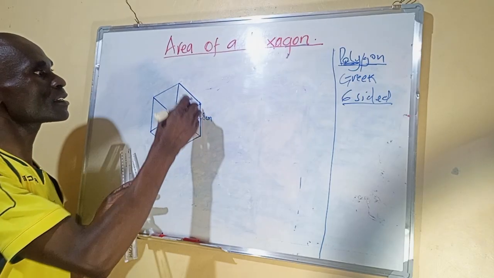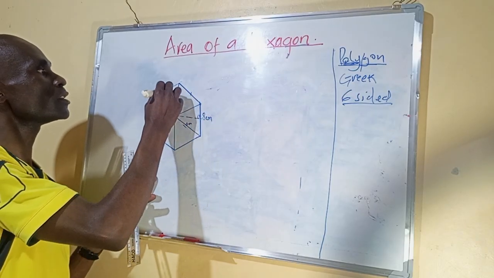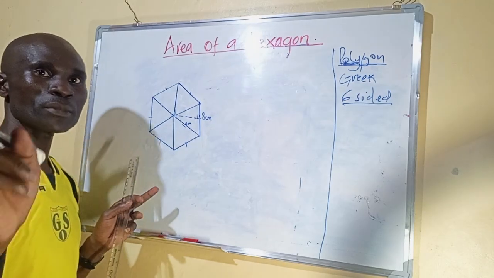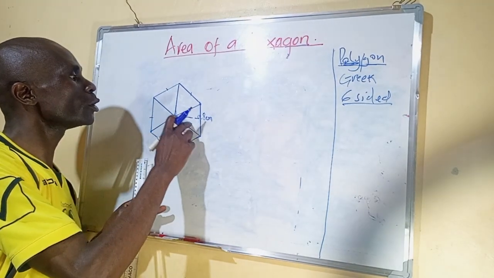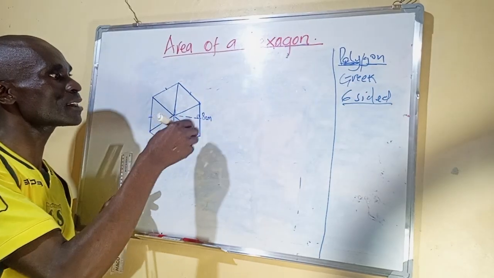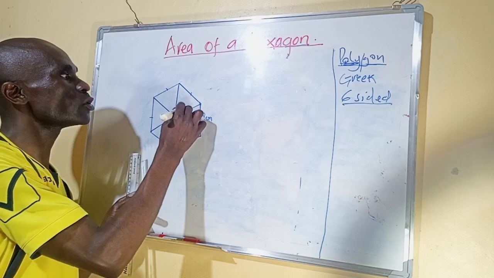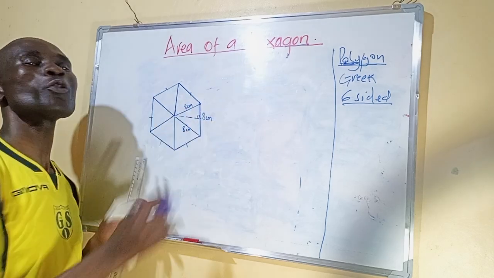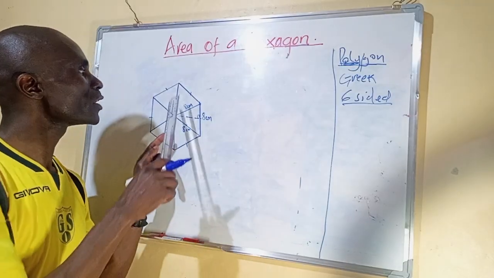So if this is 8, this will also be 8, this will be 8, this will be 8. This one will also be 8. So all sides in a hexagon, this is 8, this will also be 8, all through. This will be 8.